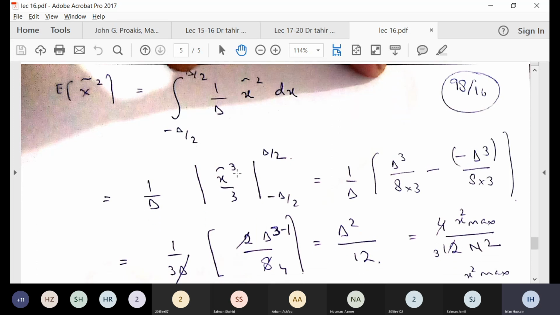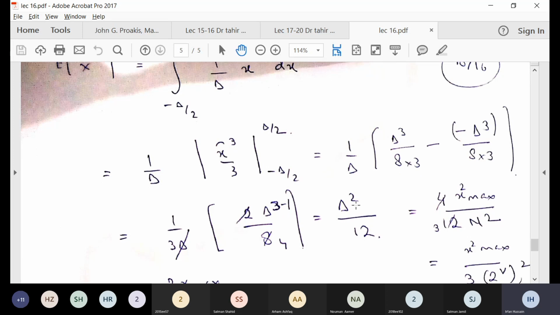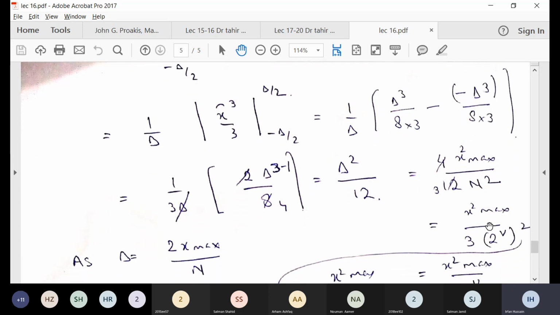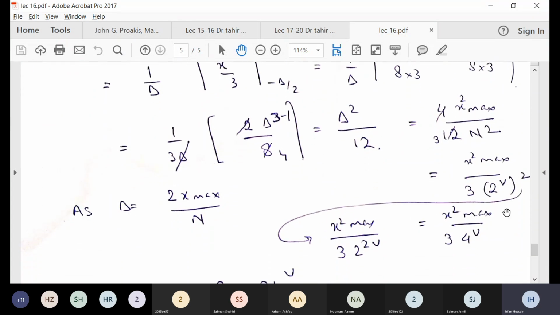It becomes x cube over 3. Then you put the limits, delta cube minus minus delta cube becomes plus 2 delta cube, and this delta cancels with this, delta cube minus, 2 ones are 2, 2 fours are, and this will become delta square over 12. Now I can put the value of delta, which was 2 x max over n, so 4 x square max over n square. Then I know that n has to be a power of 2 to the v, where v is the required bits. This becomes 2 square, you can also write 4 to the v. So this will be the power of the quantization noise.